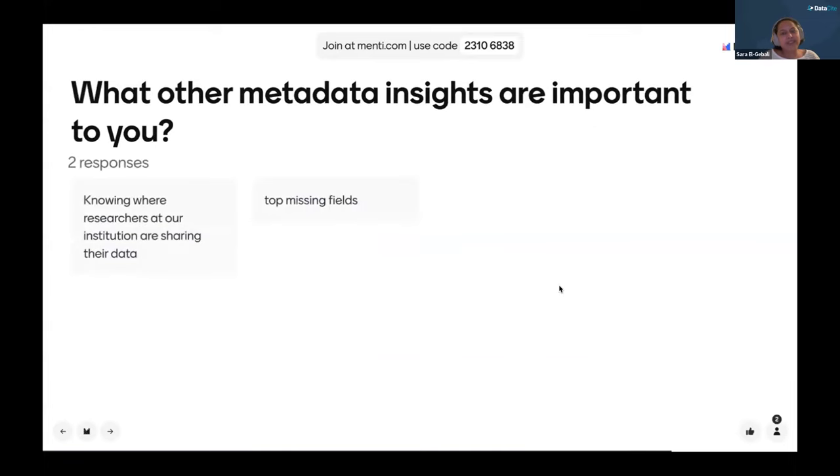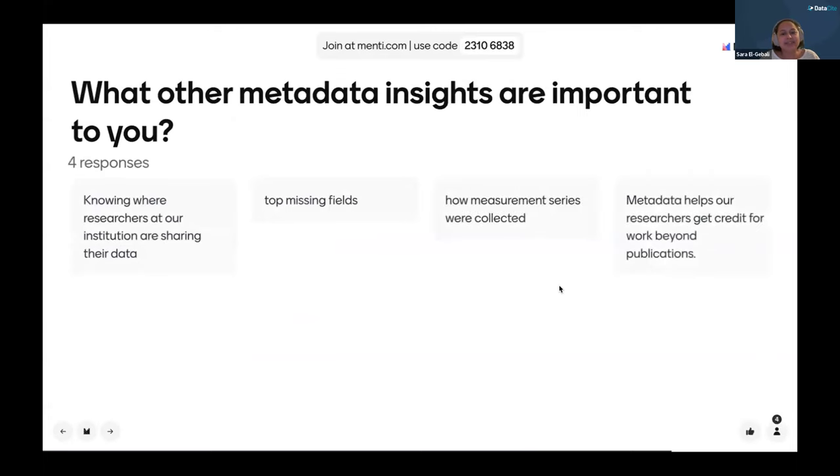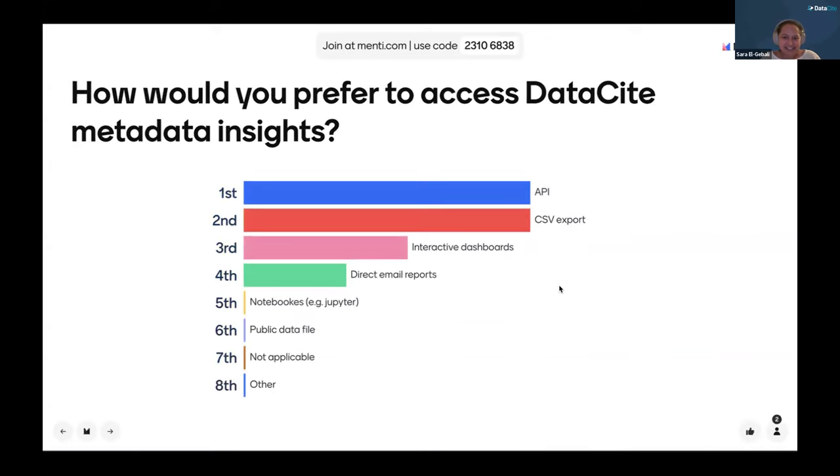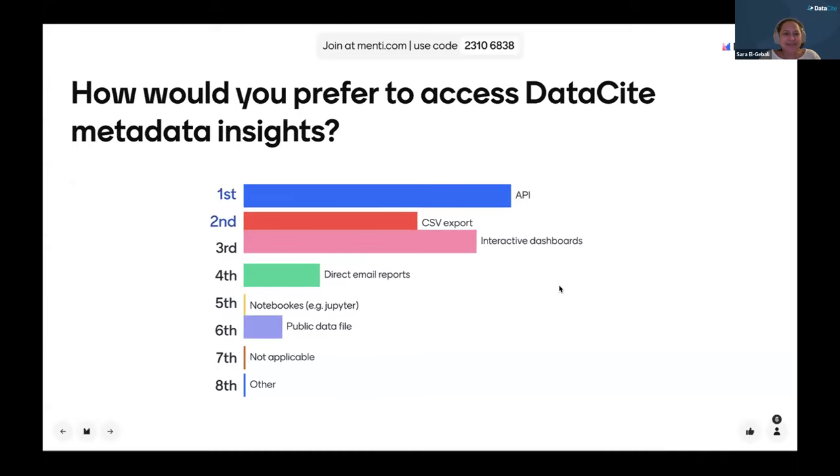And let us know what other metadata insights are important for you. What would you be looking at? And finally, how would you like to access those insights? Through our API or exports or interactive notebooks like the one I've shared. So let us know your preferred method.